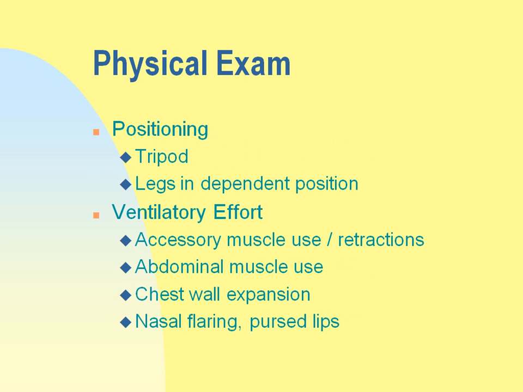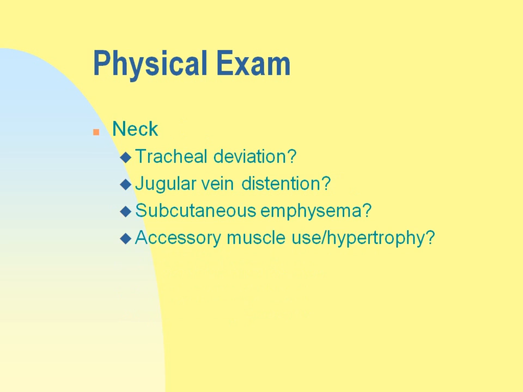Other things to look for, again: tripoding, legs in a dependent position, or are they standing up trying to open up everything they possibly could. And again, with children you might actually see more of the abdominal seesaw than with adults, but you will see it. In fact, you'll see adults really push in to try and push air out. But nasal flaring, pursed lips, and so forth.